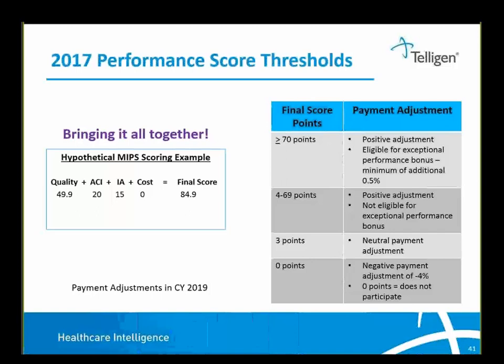And I thought we'd bring it all together from our MIPS Survive and Thrive Performance Category Series, our quality hypothetical scoring examples. Our first one, our EC received a 49.9 for quality. For ACI, he received 20 points, and for the improvement activity, he received 15. Cost was 0. So our hypothetical eligible clinician received a final score of 84.9. He reached above the threshold of 70 points. He will be receiving a positive adjustment. We don't know what that is. It's all budget neutral. That will be determined depending on where everybody else falls. So he's very eligible for the exceptional performance bonus. A minimum of an additional 0.5% is guaranteed with that.